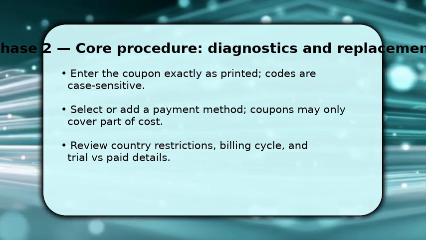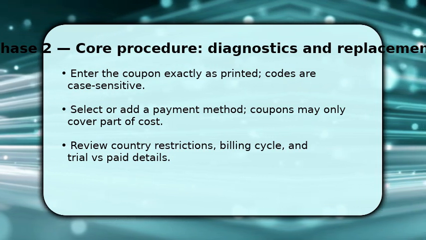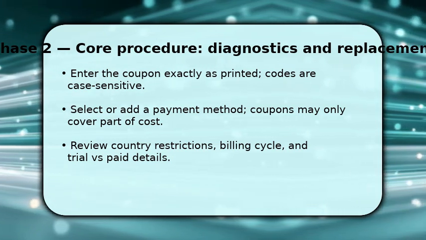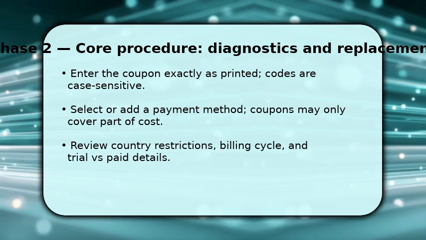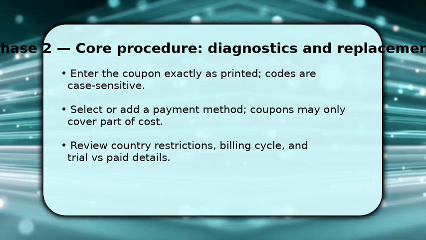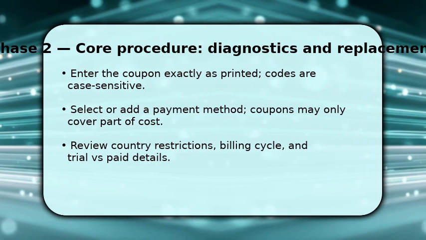Once applied, read the summary. It should show discount, trial length, or reduced monthly price. If everything matches, confirm the subscription so the coupon attaches to your account.